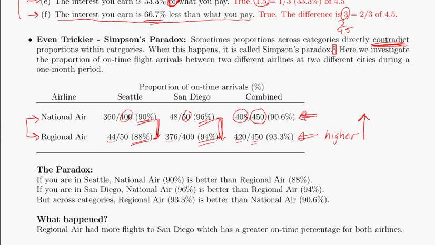And the key to this is that in this last column, you're combining categorical data. And really, the reason that Regional won out in the combined category is because they just had a lot more flights that go to San Diego, right? And San Diego has a higher on-time arrival. So because they have more flights into San Diego, it appears as though they have a higher on-time arrival percentage, but it actually isn't true when you look at it city by city. So that's what's known as Simpson's Paradox.